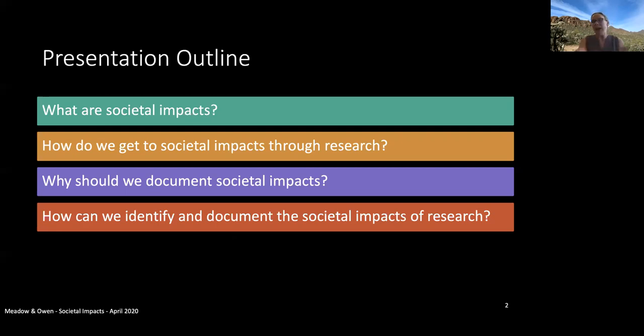A bit of an overview of how we get to those with our research. How do we make those societal changes? Why should we document them? Hopefully you all have your own reasons because you're here, but we'll walk through some of the common uses for this kind of reporting. And then we're going to spend some time walking through a process that we've been developing that we think can be really helpful in documenting, in identifying, and crafting the way that you talk about your research.